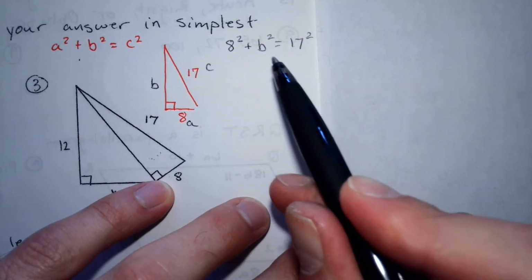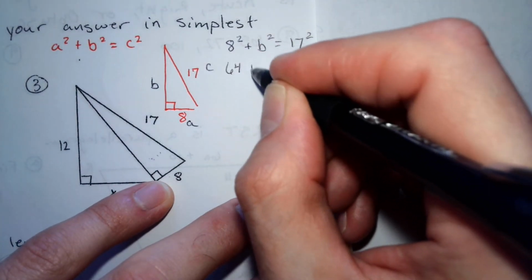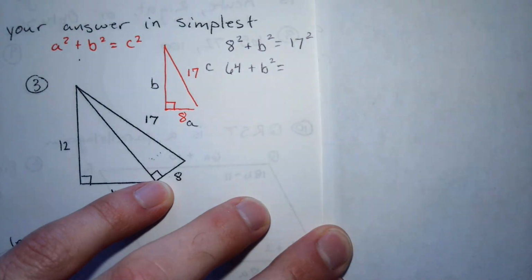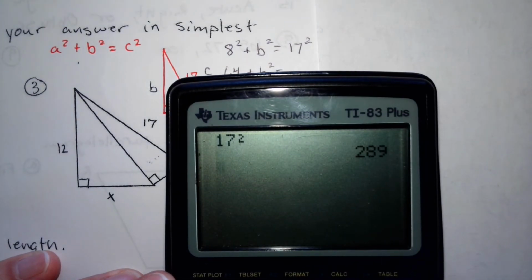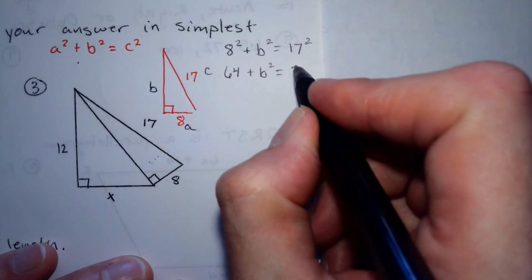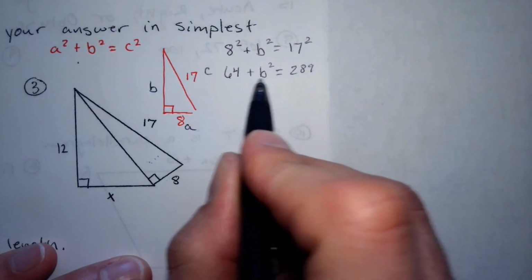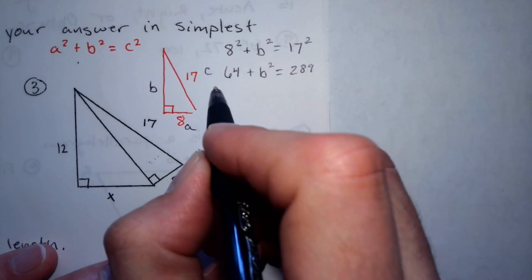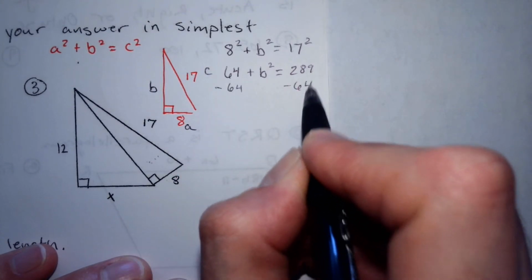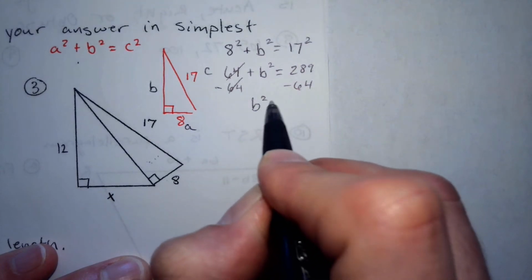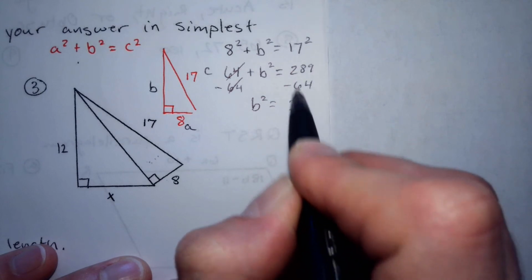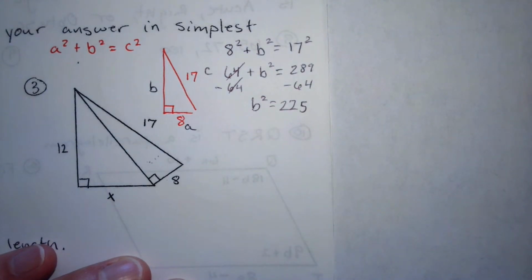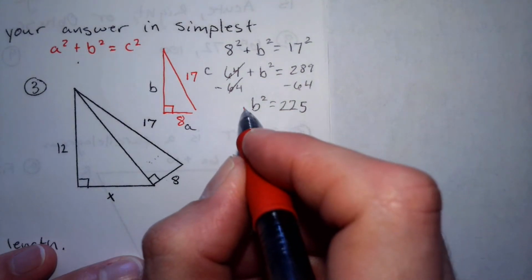I'm going to try and get b squared all by itself. So that's 64 plus b squared equals, what's 17 squared? 289. I'm trying to get b squared by itself, so minus 64 minus 64. B squared equals 225. And then from here, I square root.